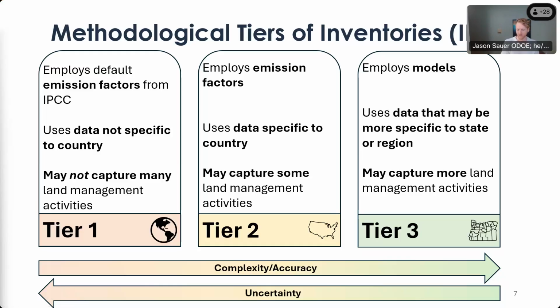Tier 3 models are more sophisticated and complex than the emission factors in tiers 1 and 2, and the goal is to provide a greater accuracy for estimates and lower levels of uncertainty. Tier 3 methods may also capture more land management activities than the other tiers, such as changes in forest management on state lands, but that depends heavily on data availability and model sophistication.